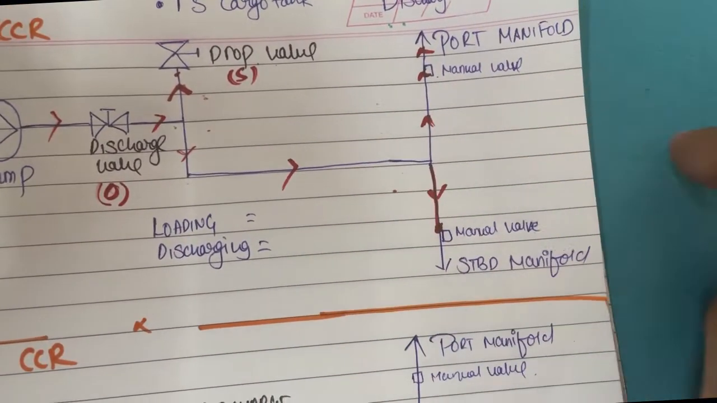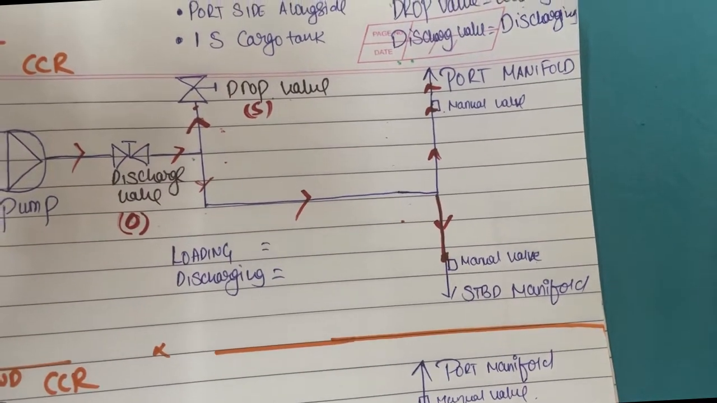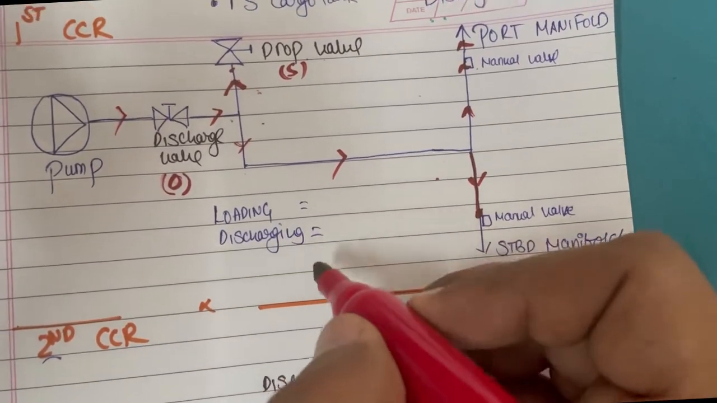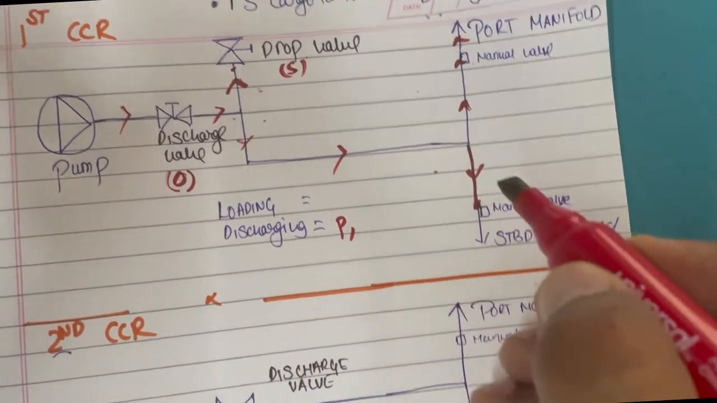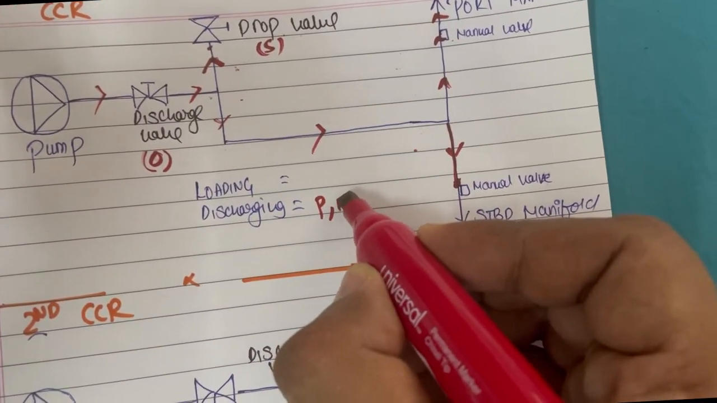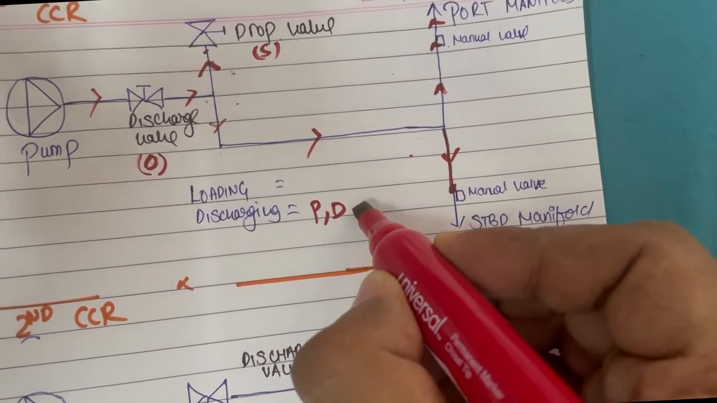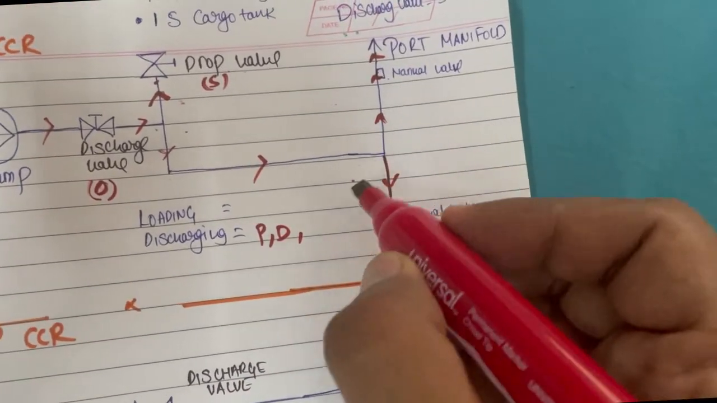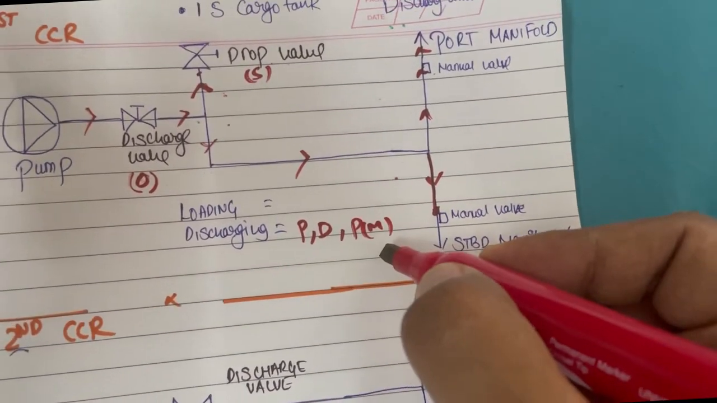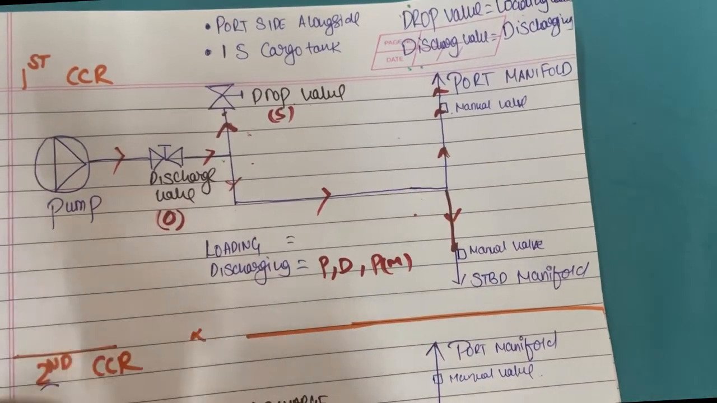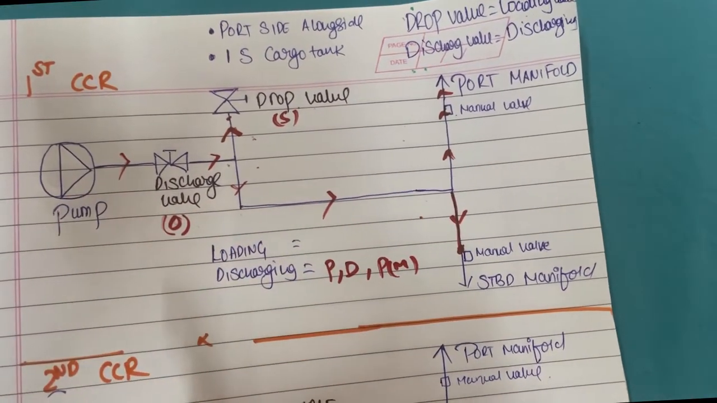So this is very simple, very basic. Just to summarize it, I would write over here, for discharging, what we have to start is the pump, then we have to open the discharge valve, and we have to open the port side manual valve. So these three things we have to do in case of discharging from this first example.